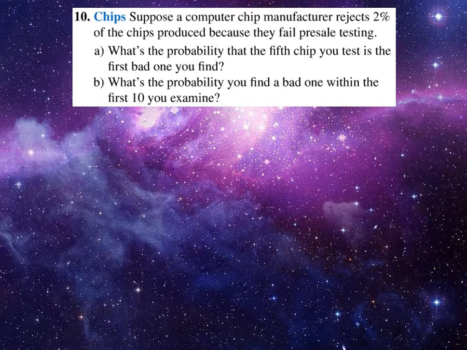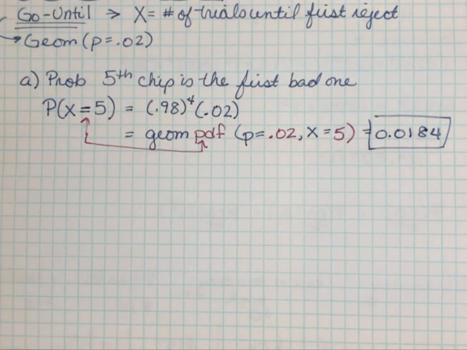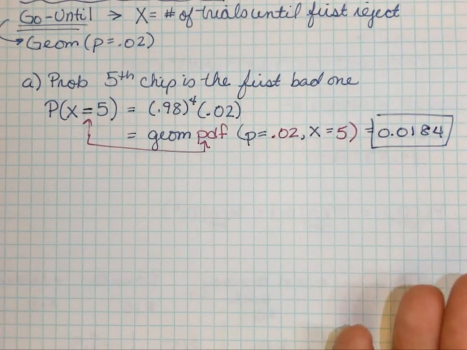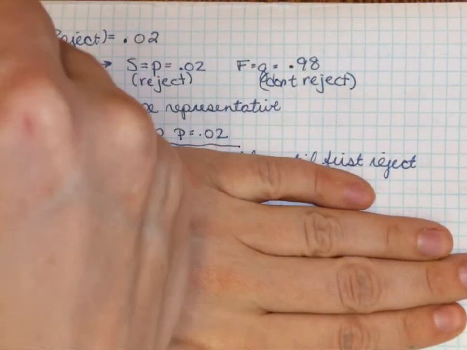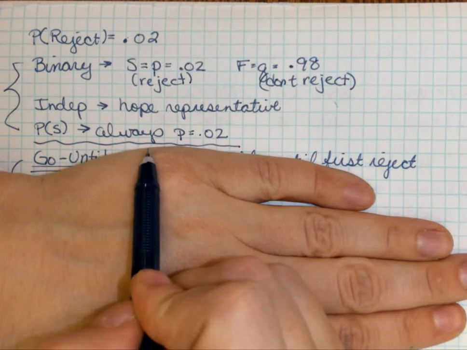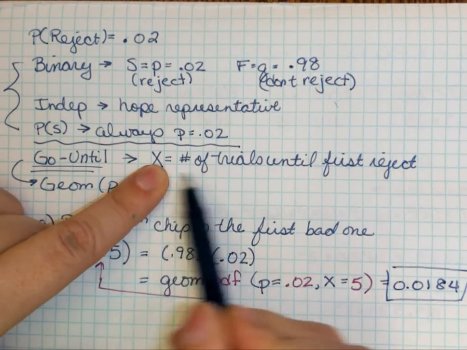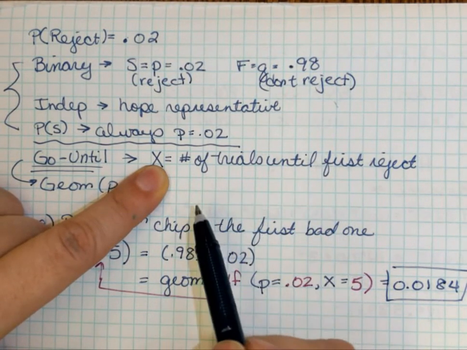B said, what's the probability you find a bad one within the first 10 you examine? Yes, ma'am? So anytime it asks something like that, we have to show how we're in. What you do, and that's a really good question, is they'll give you the setup for number 10. That stuff, like right here, is what you do. Then you start reading through the problem, and it says, okay, if it's a go until, I'm going to let X be that, define a go until, because there's going to be another one. We'll just use a different letter for that.